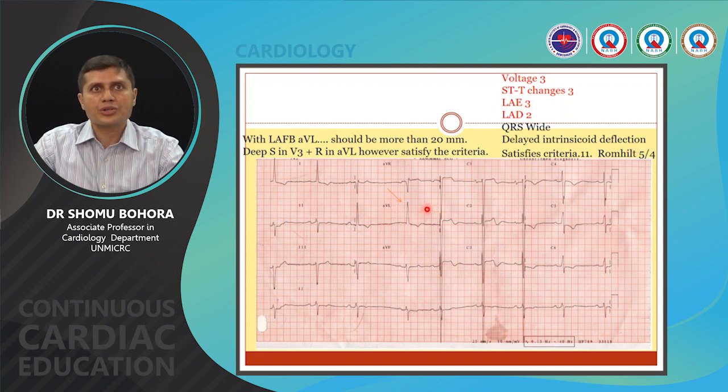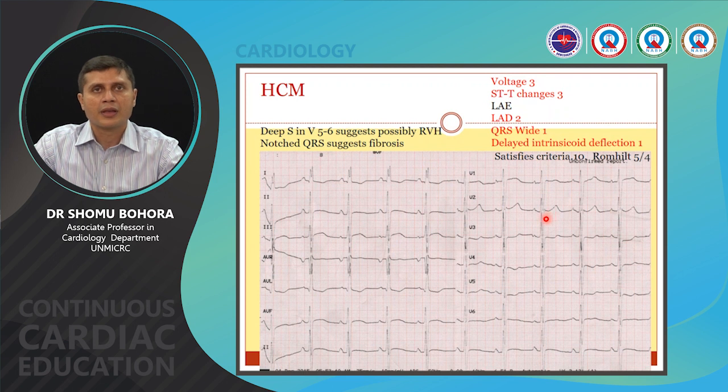Further on, a notched QRS, left axis deviation if you are seeing here, and a delayed intrinsicoid deflection suggest the presence of LVH, even though the R in V5, V6 is not very tall, but there is an increased S wave in V1, V2. So always see these two leads together.